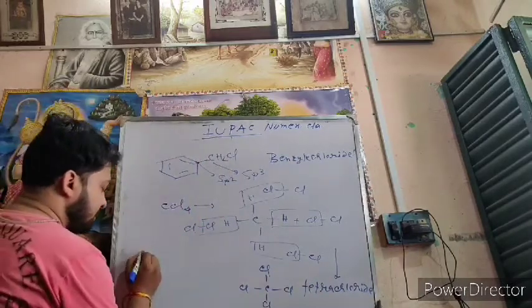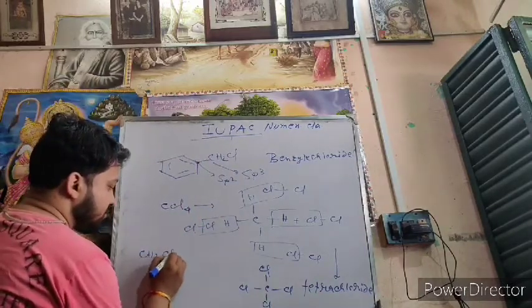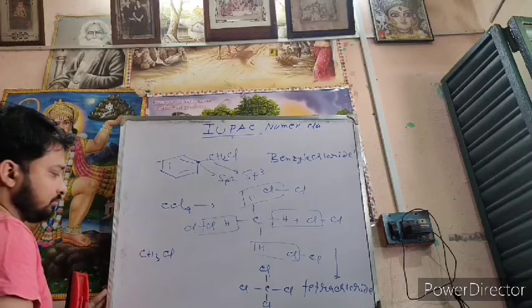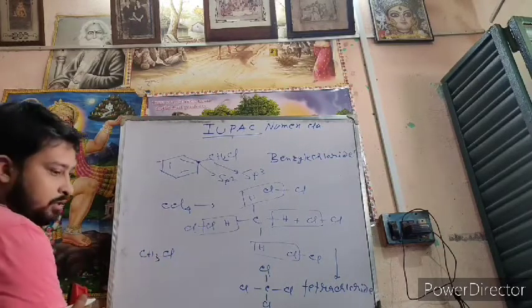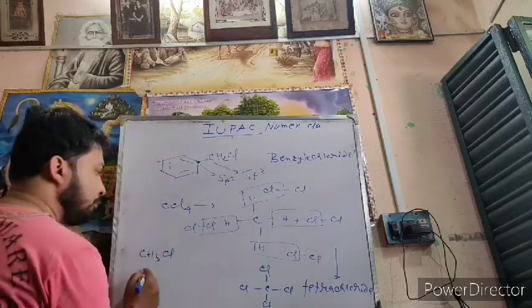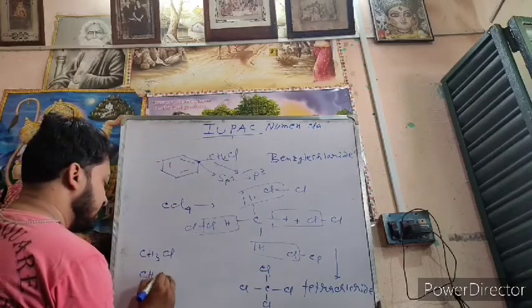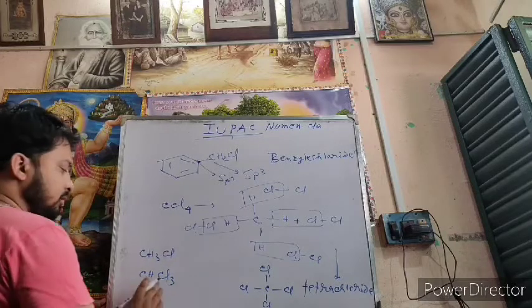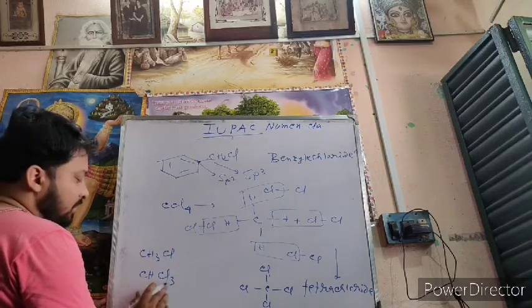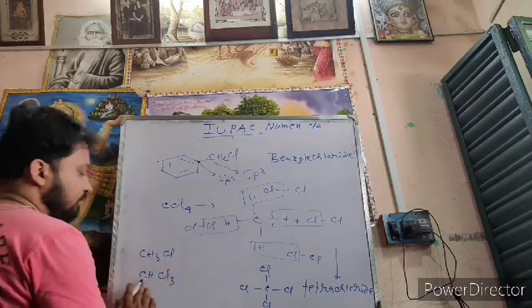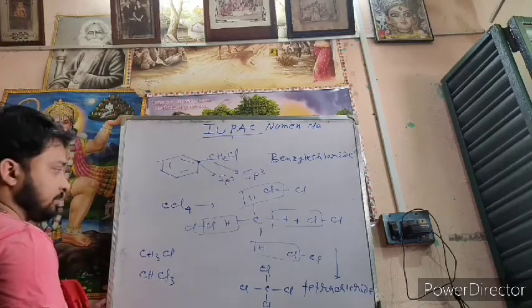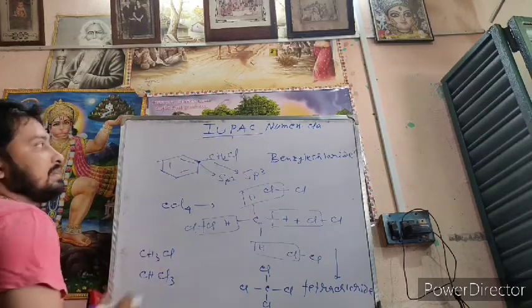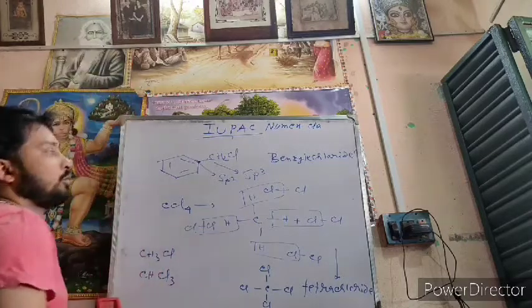Similarly, if we write CH3Cl, this is a monochloride, or you can call it monochloromethane. If we write CHCl3, trichloride, you may call it trichloromethane. This is the IUPAC nomenclature.